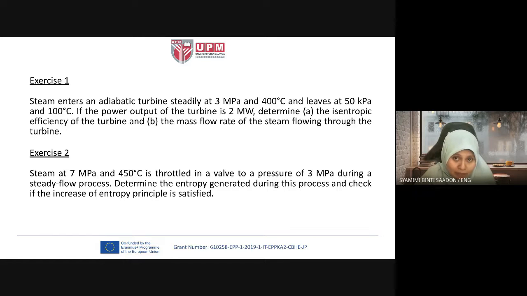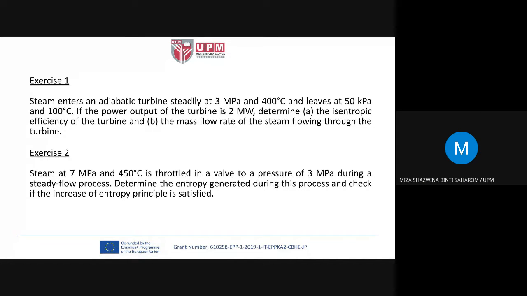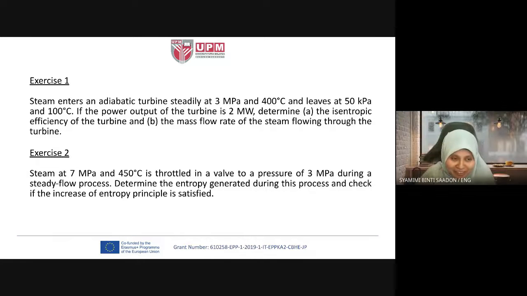So in a turbine, which energy do we have, which work or heat transfer? Do we have heat transfer in the turbine? Miza, is there heat transfer in the turbine? Turbine in exercise 1. None. Why? Because it is adiabatic. Okay, Alhamdulillah you answered that.